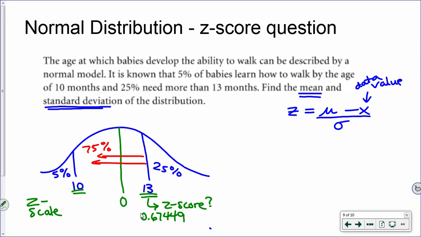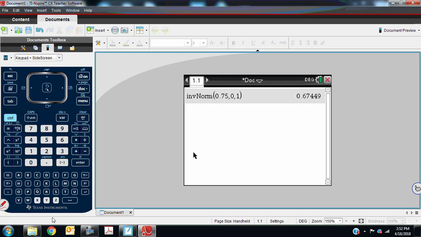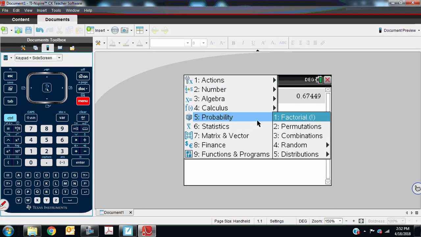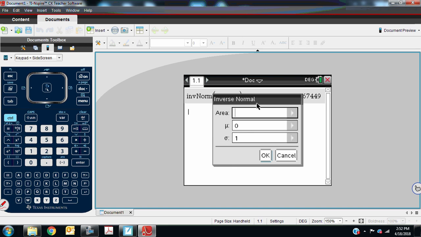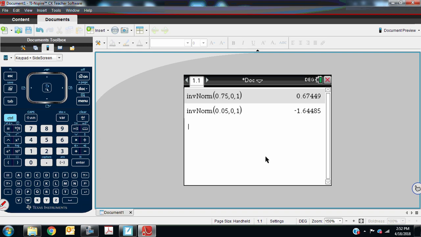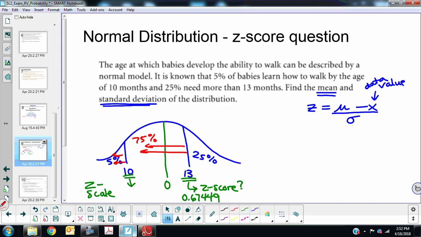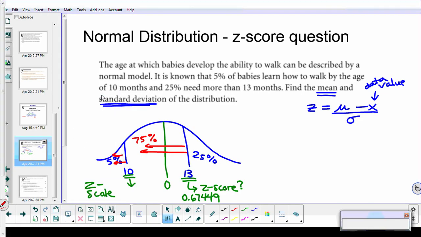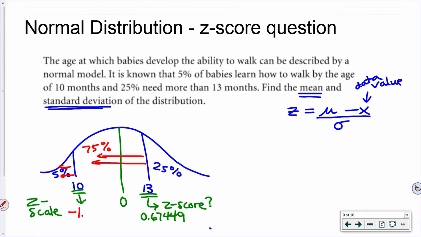I need to do the same thing for the 10 months. I got to figure out what the z-score is associated with that. For the 10 months, I can see it's 5% of the data to the left of it. So I'm going to go back to the calculator, do another inverse normal calculation. Menu, probability, distributions, inverse normal. Area is 0.05. And I want the mean of 0, standard deviation of 1, so that it gives me a z-score. So negative 1.64485.